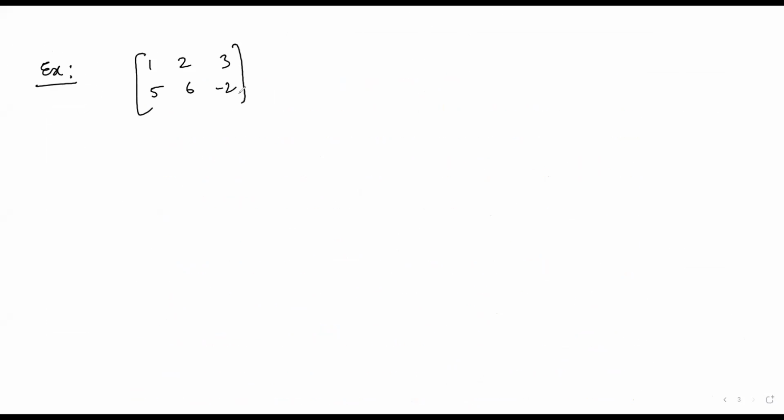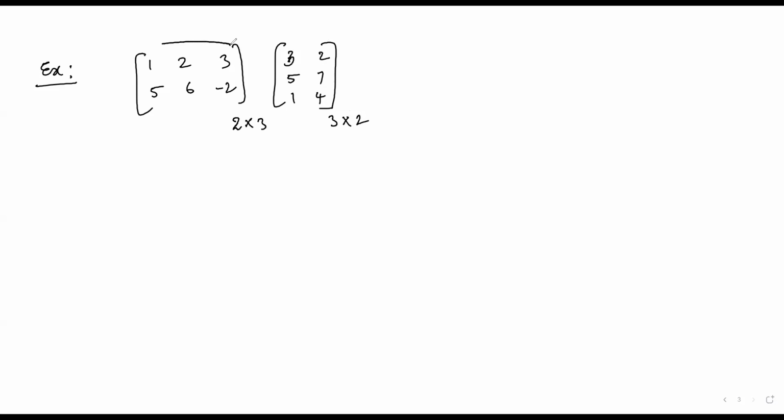6, minus 2, 3, 2, 5, 7, 1, 4. Does this multiplication exist or not? Sir, I don't think it exists. First you write the order. No, it exists. It exists. 2 by 3 and 3 by 2.